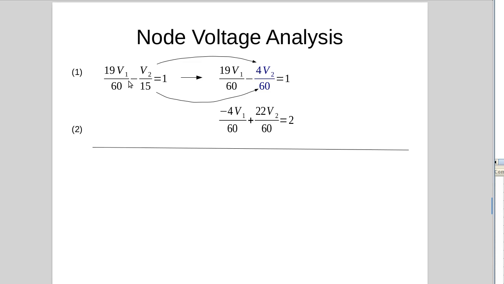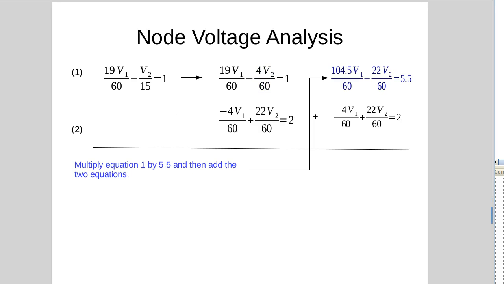So here's equation 1, here's equation 2. Now because this V2 is something over 60, let's change this V2 to something over 60. So we've multiplied top and bottom by 4. So that we can eliminate V2, we've multiplied the top equation by 5.5, the whole equation, every term. So the 19V1 becomes 104.5 V1 over 60, minus 22 V2 over 60 equals 5.5.